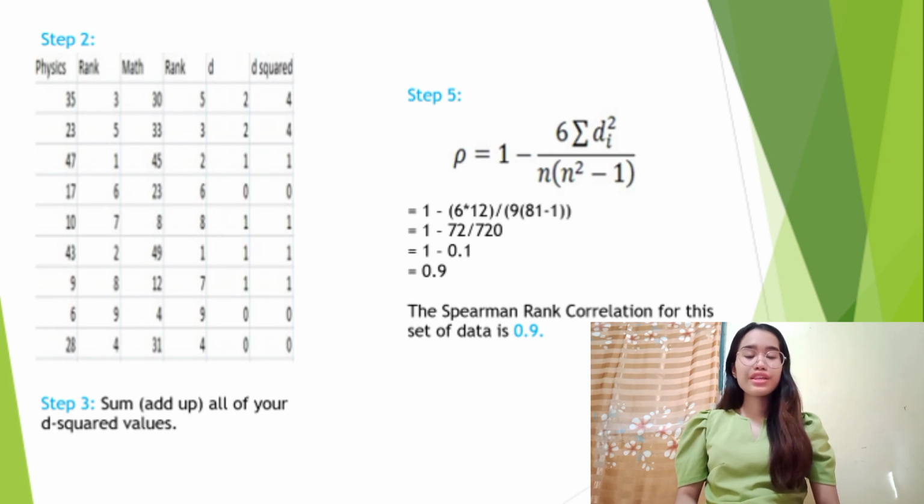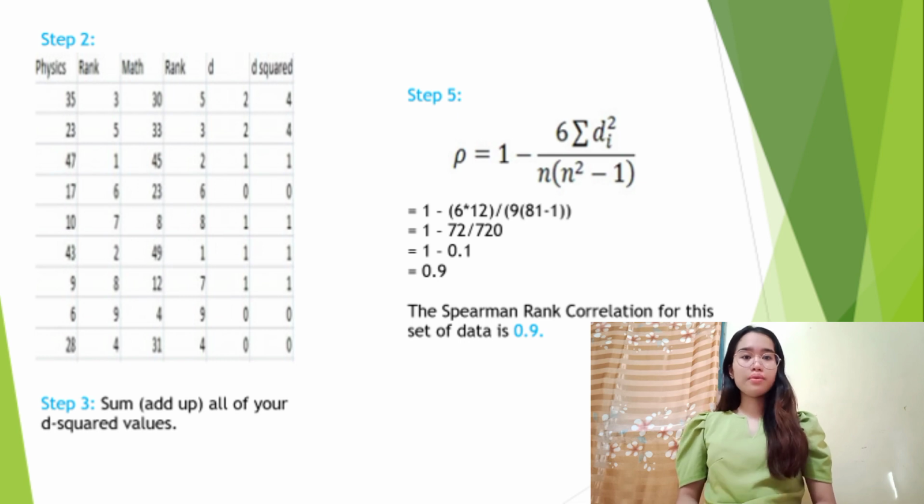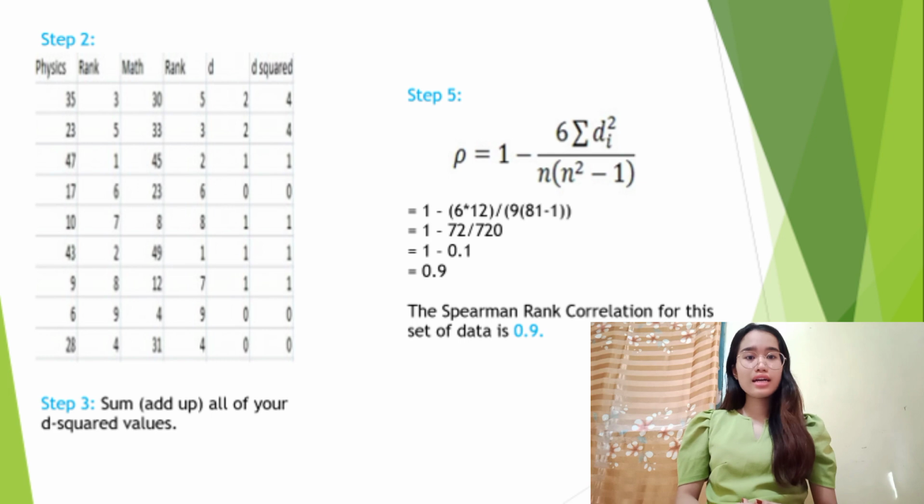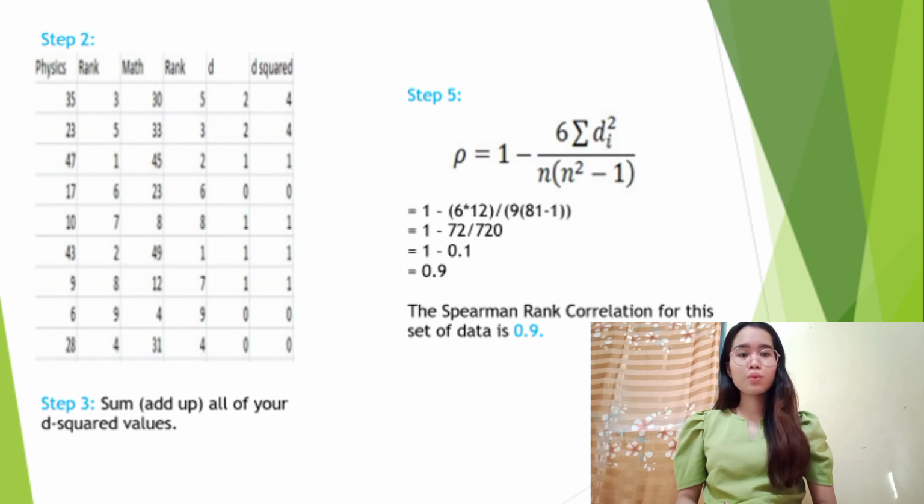For example, the first student's physics rank is 3 and math rank is 5, so the difference is 2 points. In a fourth column, square your D values. Step 3, sum. Add up all of your D squared values: 4 plus 4 plus 1 plus 0 plus 1 plus 1 plus 1 plus 0 plus 0 equals 12.